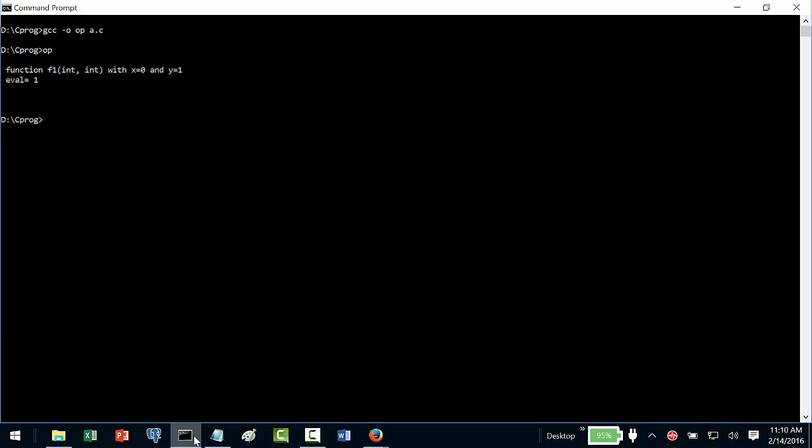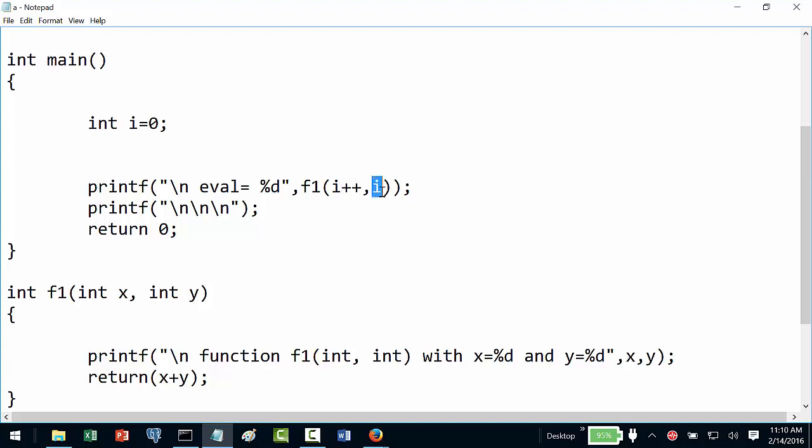0 and 1. See, that's the problem. Where is this 1 now? So now what it did, it actually used this first and then did this. Some of you may argue saying that no sir, this is a comma operator, so since it has higher precedence here, it has done this first. What about this? I'll do plus plus now.